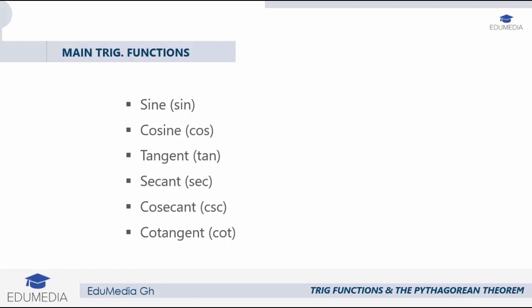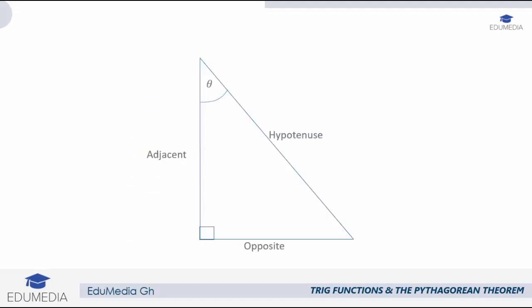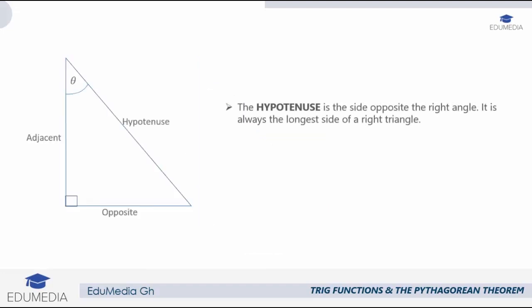In this video, we're going to look at the three most commonly used trig functions: the sine, the cosine, and the tangent. Let's consider this right triangle on the screen. We have the hypotenuse, the adjacent, and the opposite. The hypotenuse is the side opposite the right angle. It is always the longest side of a right triangle.